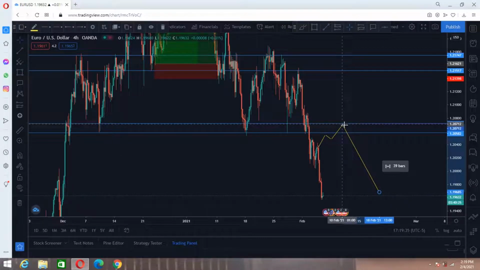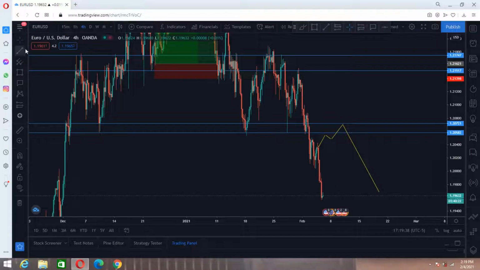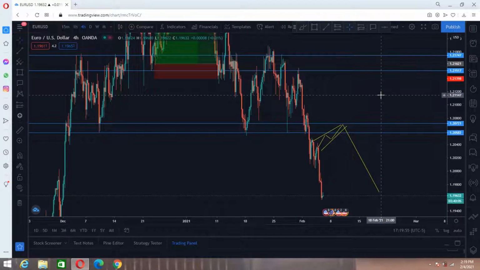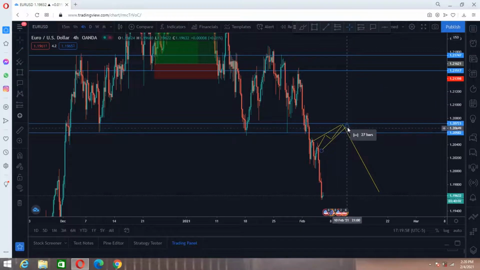So I'll be using my zones, and I'll also be using patterns just to confirm more, to know that we're going to the downside. As you can see, this is a reversal pattern. Here is also a strong zone. We know that support becomes resistance, because if this becomes our resistance, our support would be somewhere here. So this is what I also check for.